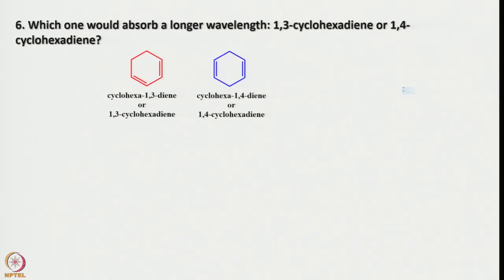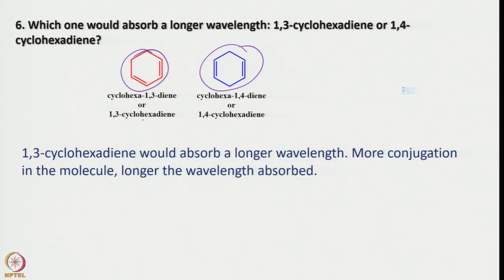Now let's look into which one would absorb a longer wavelength, 1,3-cyclohexadiene or 1,4-cyclohexadiene. Similar to the question I discussed about heptadiene. You can see here in 1,3 we have conjugation and in the other no conjugation is there. So obviously 1,3-cyclohexadiene would absorb a longer wavelength. The more conjugation in the molecule, the longer the wavelength absorbed because the gap is lower. If the gap increases, wavelength decreases and frequency increases. This also again is a simple question.